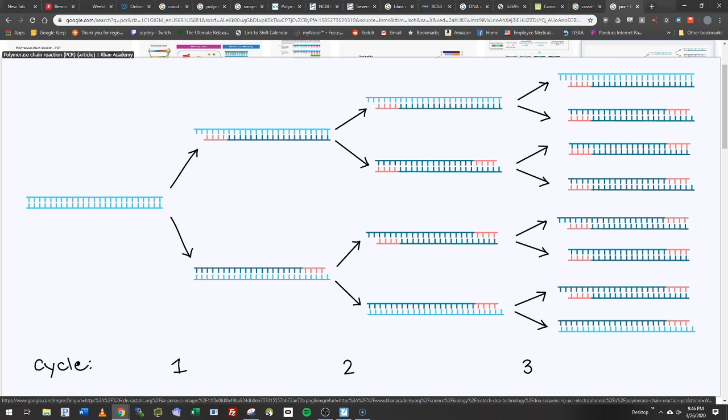After I complete cycle number 2, awesome. I'm going to repeat the cycle. I'm going to heat it right back up, split them open, and I'm going to perform another cycle. So 4 strands just became 8 strands. 8 strands become 16 strands. 16 strands become 32 strands. You can do the math on it.